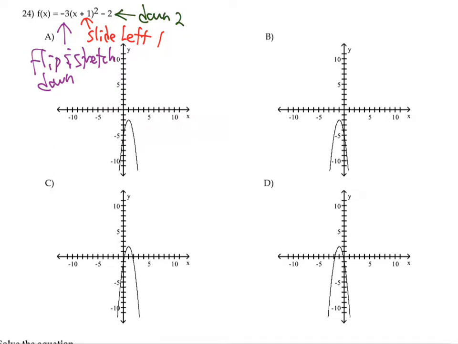So which one has been slid? Is that the word slidden? Which one's been moved? Left 1 and down 2. Yeah, this one, huh? You can tell this center dot right here is left 1, down 2, and it is stretched downward, isn't it? See that one? Is that good? All right.